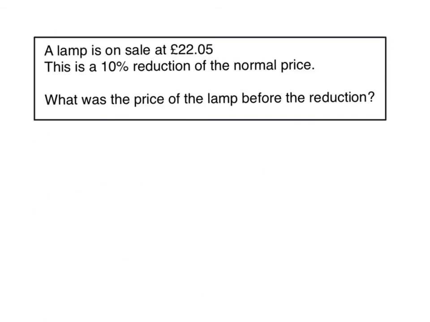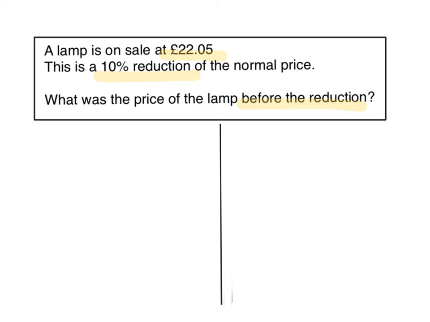So just a slightly different question. A lamp is on sale at £22.05. This is a 10% reduction of the normal price. What was the price of the lamp before the reduction? So again, there's two different ways that you can do it. You can either do it by looking at the bar. So let's have a go at that one first.